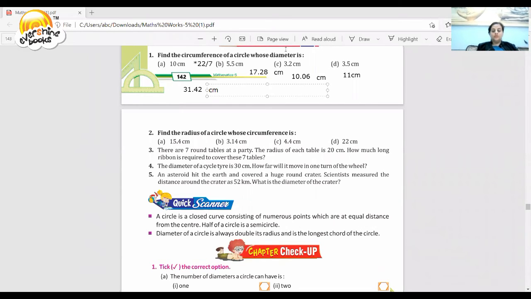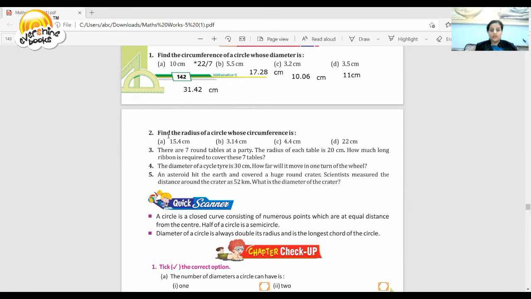So students, you should know the rule also. So 10 centimeter into 22 upon 7, the answer will come 31.42 centimeter. 5.5 centimeter into 22 upon 7, the answer will be 17.28 centimeter. 3.2 centimeter into 22 upon 7 is 10.06 centimeter. 3.5 into 22 upon 7, the answer is 11 centimeter.